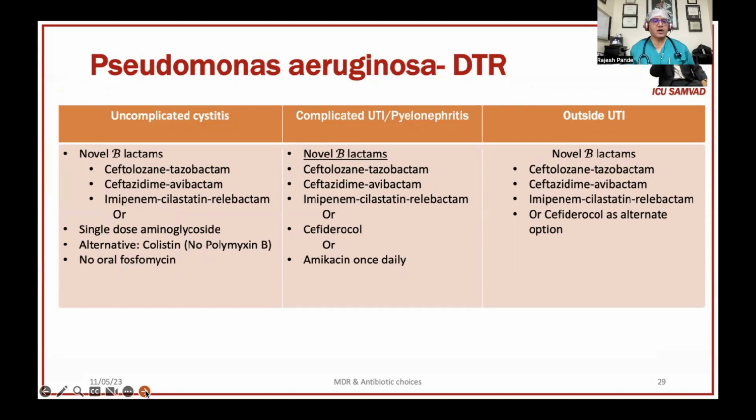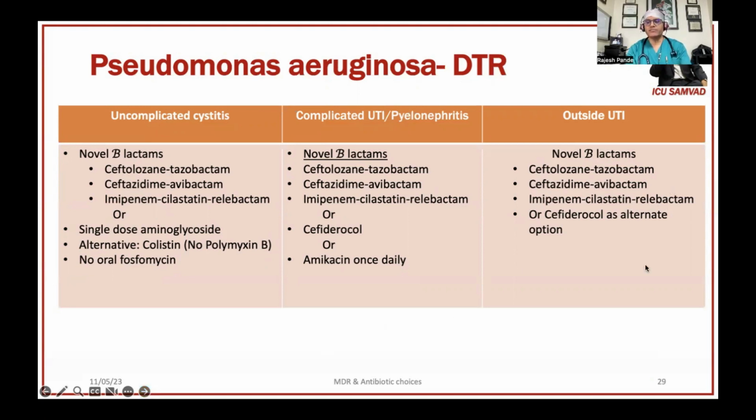So the recommendations for uncomplicated cystitis are novel beta-lactams: ceftolozane-tazobactam, ceftazidime-avibactam, imipenem-cilastatin-relebactam, or a single-dose aminoglycoside. Alternatives could be colistin, like I said before, for bladder and for UTI only colistin, as polymyxin B is not concentrated in urine. There is no role of oral fosfomycin. Complicated UTI or pyelonephritis, again, novel beta-lactams, all 3 of them, or cefiderocol or amikacin once daily.